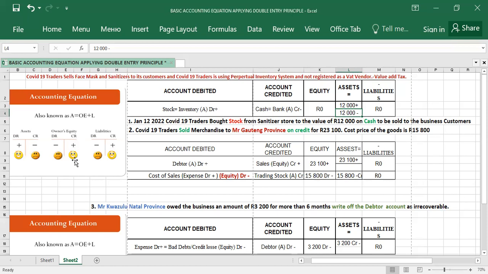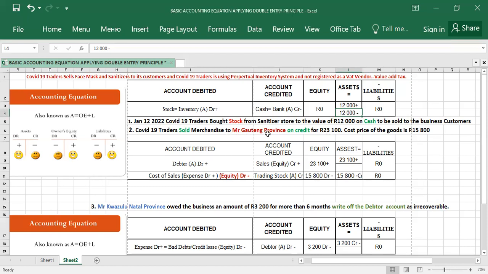Now, the sales account is being credited and then equity is increasing on the credit side, and the sales account also increases on the credit side. We are now done with the sales account. Let us come to the debtor, which is Mr. Gauteng province. A debtor is someone who owes our businessman. Now we sold Mr. Gauteng province goods that are worth 23,100.